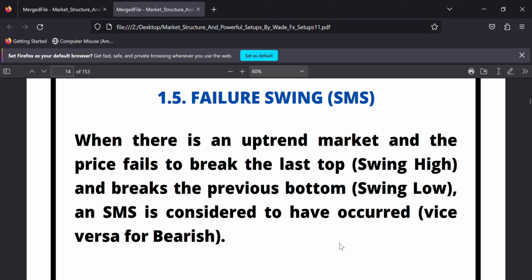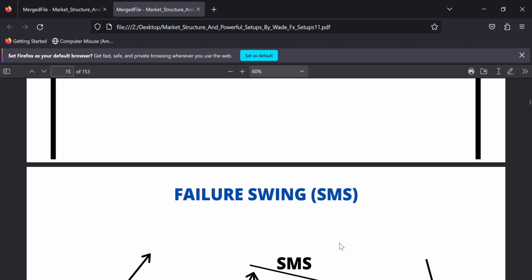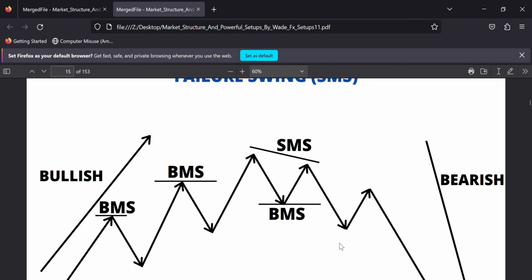You have a failure swing, or the SMS. Let's see this also. When there is an uptrend market and the price fails to break the last top or swing high and breaks the previous bottom, swing low, an SMS is considered to have occurred. Vice versa for the bearish.